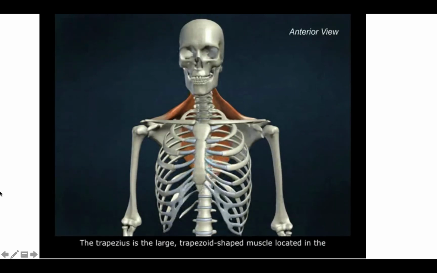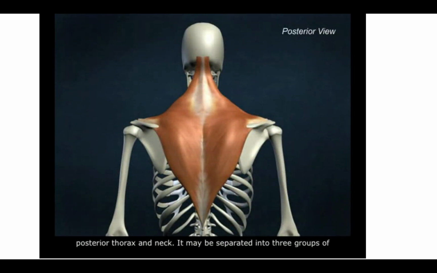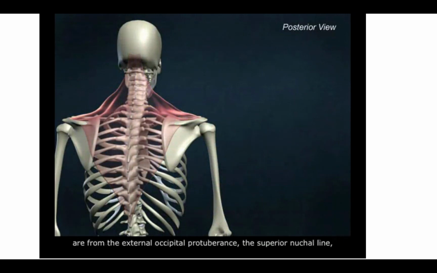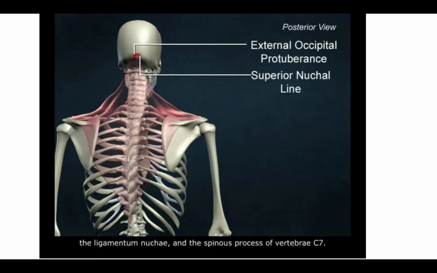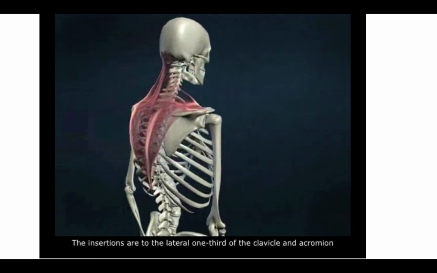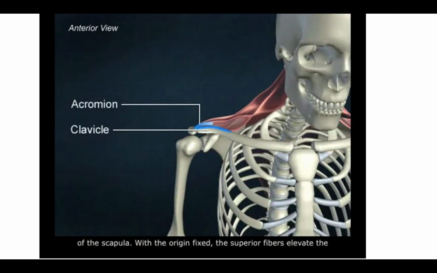The trapezius is the large trapezoid-shaped muscle located in the posterior thorax and neck. It may be separated into 3 groups of fibers: superior, middle, and inferior. The origins of the superior fibers are from the external occipital protuberance, the superior nuchal line, the ligamentum nuchae, and the spinous process of vertebrae C7. The insertions are to the lateral 1/3 of the clavicle and acromion of the scapula.